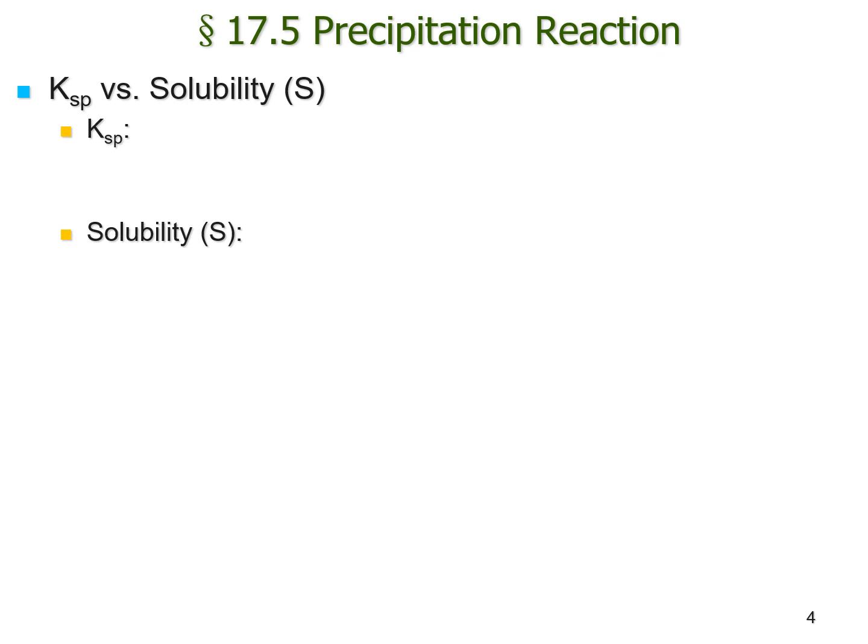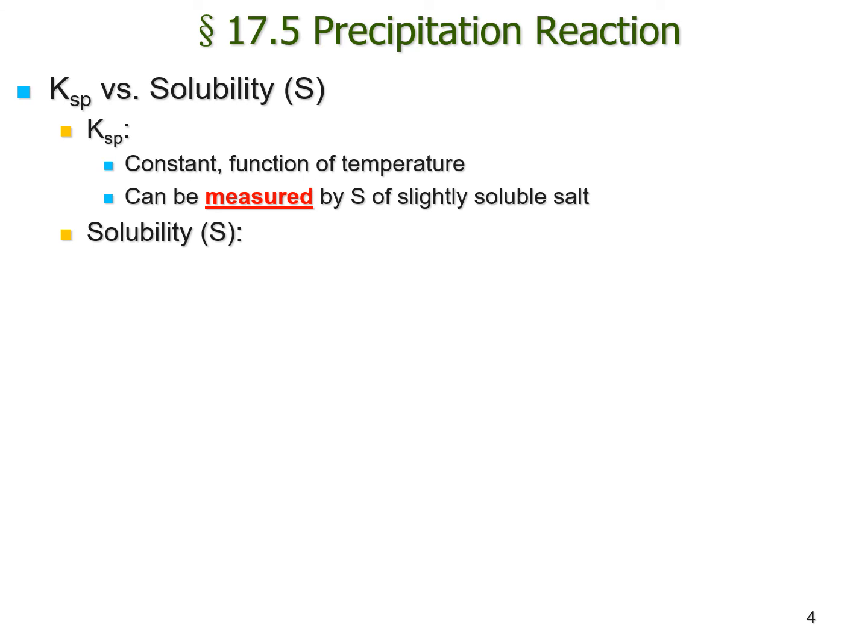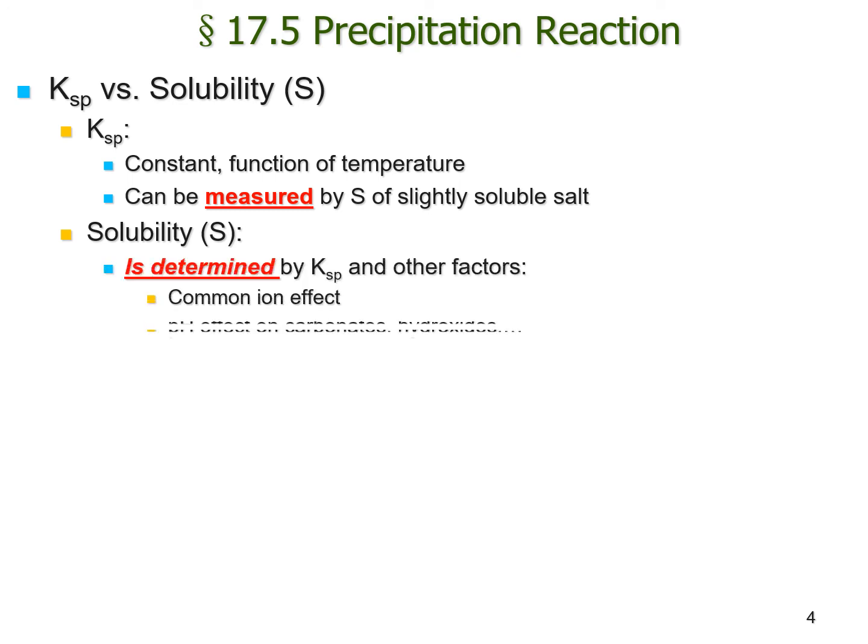All right, so once we understand the mathematical relationship between Ksp and solubility, I'd like to clarify, which is more dominant than the other? Ksp is a constant. It's a function of temperature. It's there, whether we can measure it or not, the Ksp is there for a certain slightly soluble salt. So Ksp can be measured by the solubility of the salt. On the other hand, solubility is determined by the Ksp.